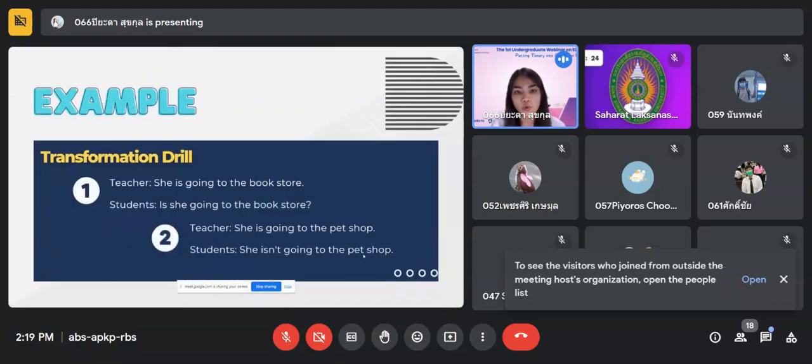For example, she's going to the bookstore, and you want your student to turn it into interrogative form or question form, and the students have to change it: Is she going to the bookstore? And the next, she's going to the pet shop, and you want them to turn it into negative form. She isn't going to the pet shop. Okay.